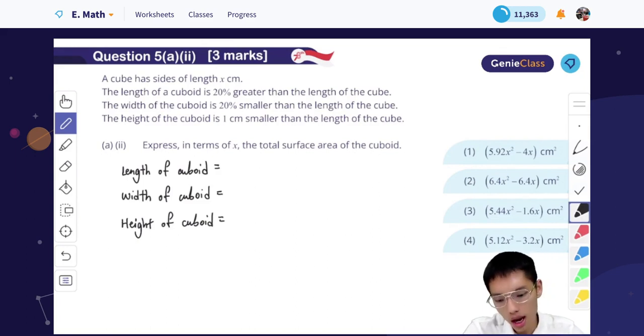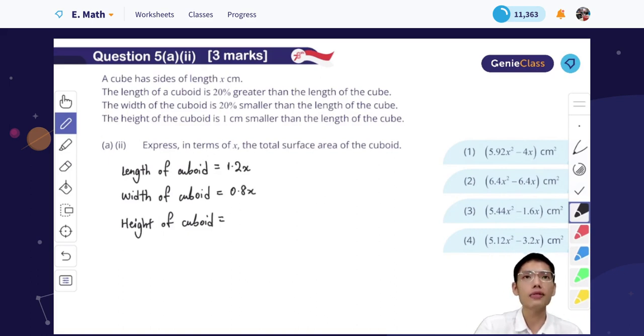Length of the cuboid, 20% greater than length of cube. This should be 1.2, 120% of x, so 1.2x. 20% smaller is 80% of x, 0.8x. Height of cuboid, 1 cm smaller. It's not multiply, it's not divide, but it is subtract.